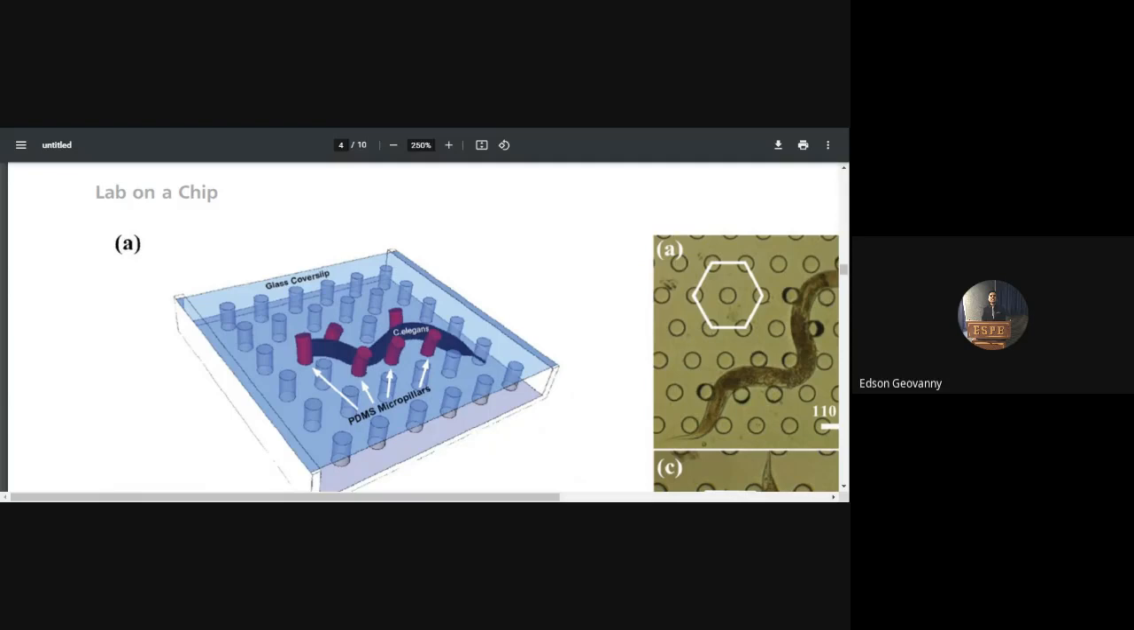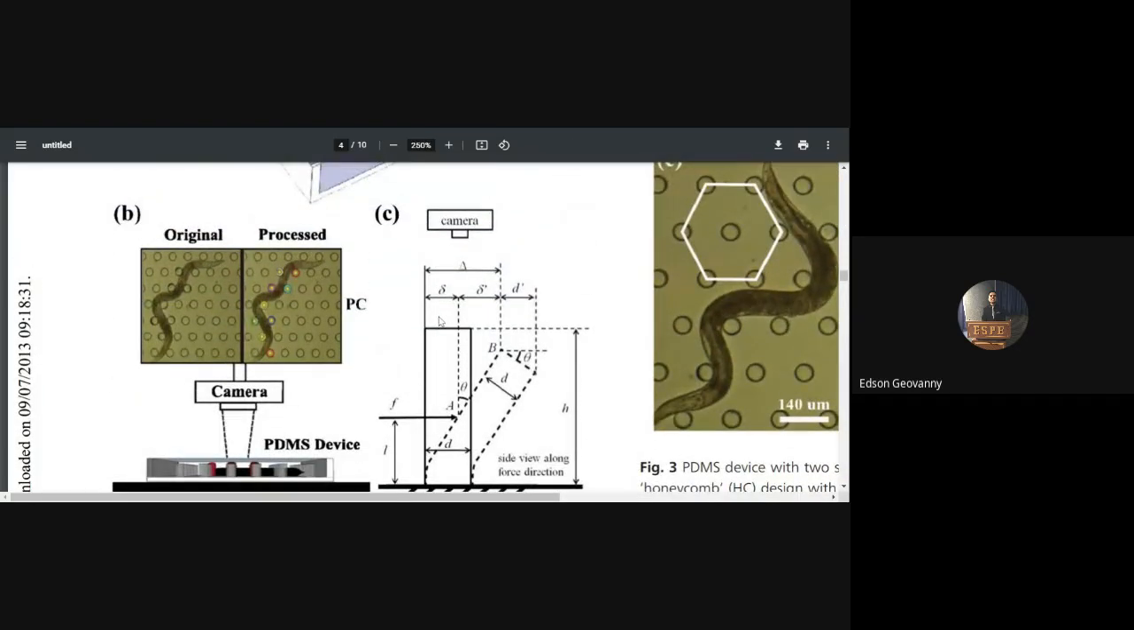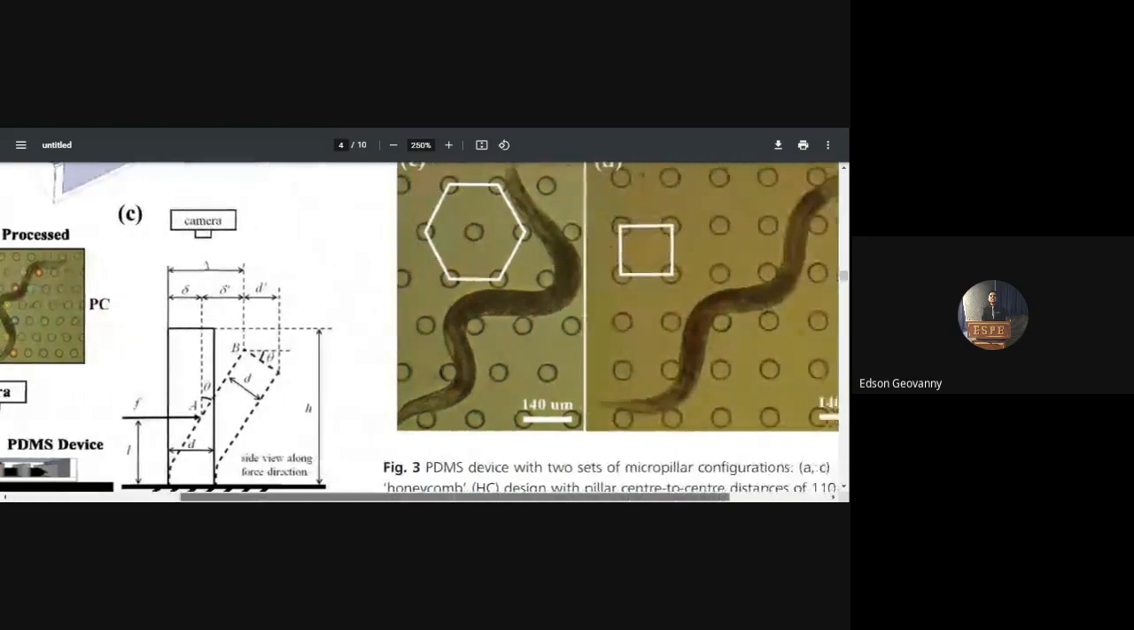To see the movement of the worm, a Nikon fluorescence microscope was used. Videos obtained at 5 hertz were processed offline using image processing. The chip was washed with water before each sample to avoid contamination.